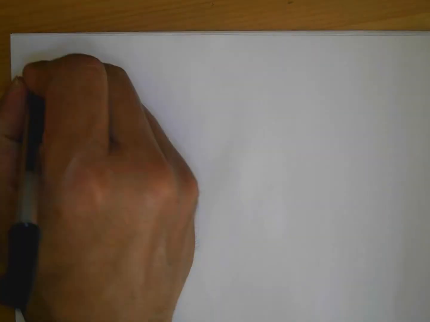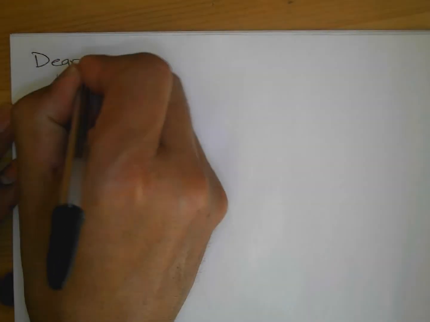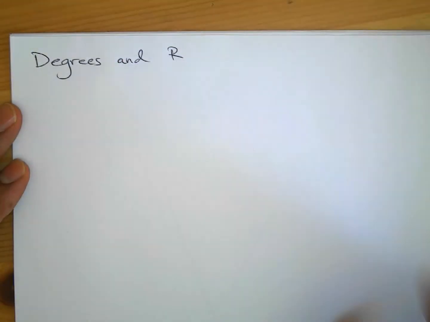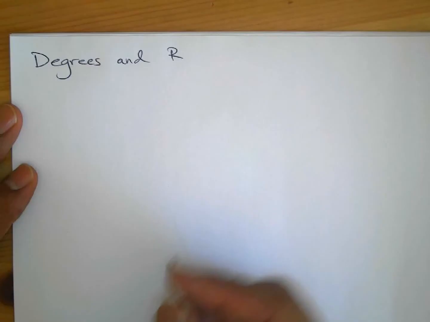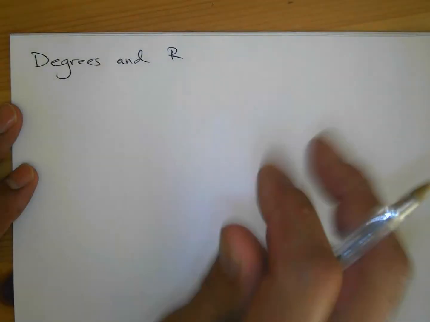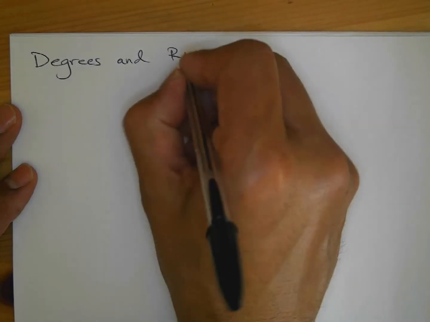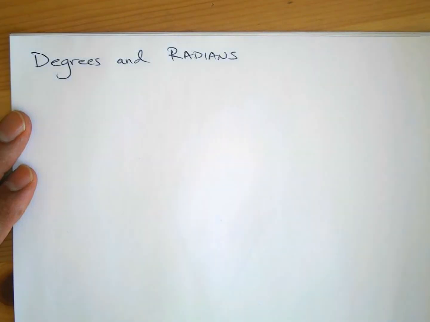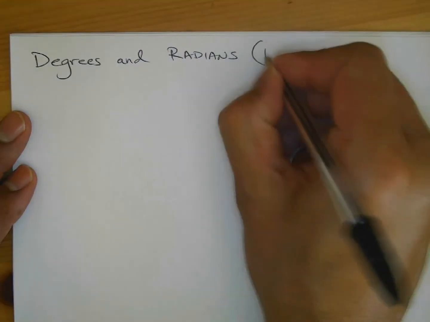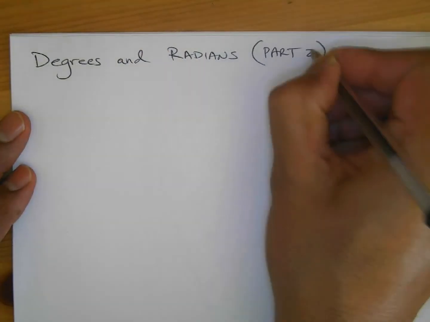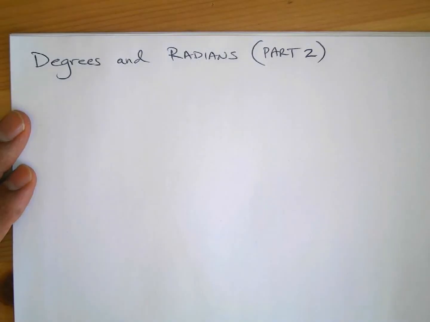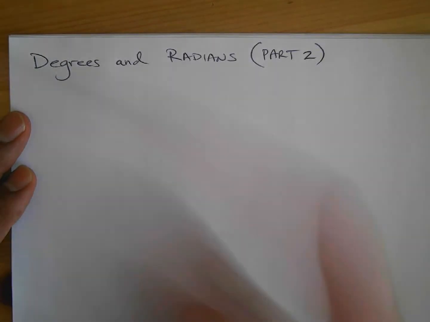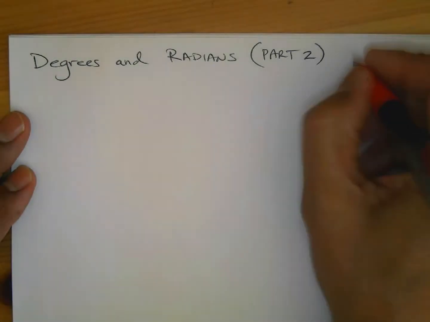Okay, continuing with degrees and radians. Right, on the last assignment, you learned how to convert from degrees to radians or from radians to degrees. Okay, so these are the notes. This is actually part 2, right? Degrees and radians. The last assignment was part 1, so we'll just do this one part 2, and here's the notes, right?